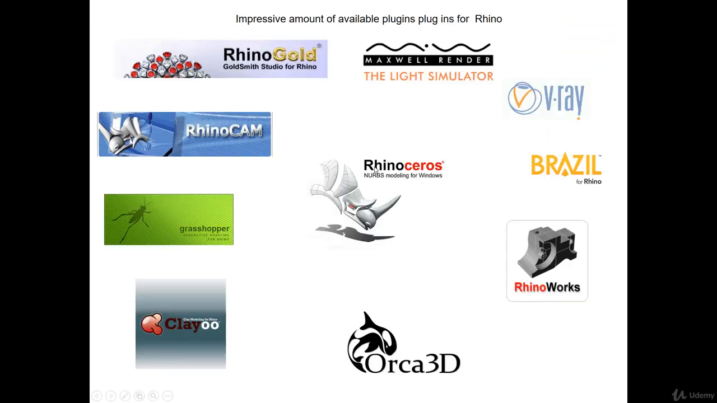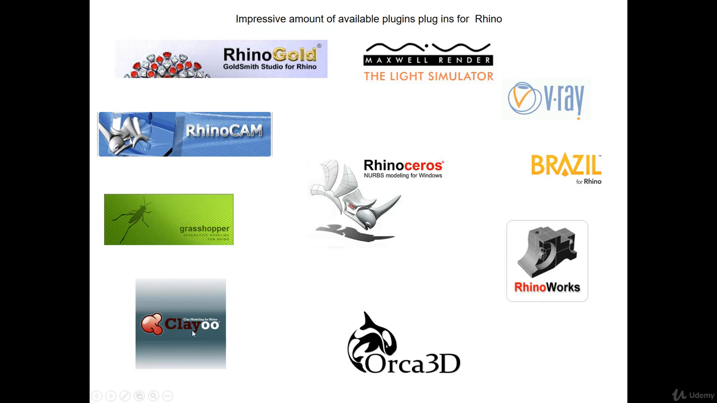So the other advantage of Rhino is that it comes with a huge amount of plugins. It's just staggering. You've got plugins for rendering, for example Maxwell Render and V-Ray, which are basically industry standards for rendering. You also have Brazil for Rhino, which is a high-end renderer that is embedded within Rhino. But V-Ray and Maxwell are also embedded within Rhino, so it's not an issue. You've got Orca3D for people in naval architecture.